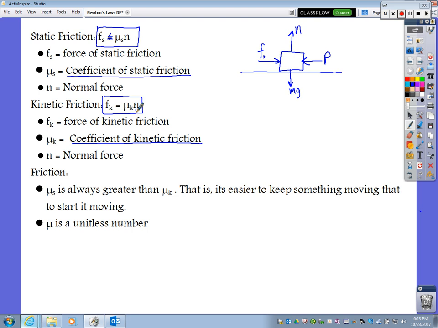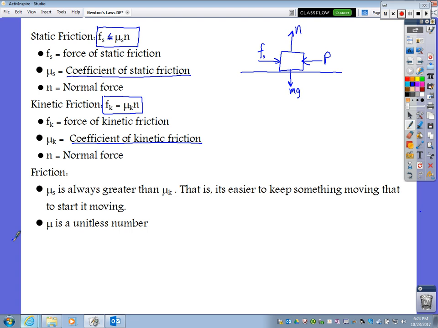The coefficient of static friction is always greater than the coefficient of kinetic friction. Maybe you've experienced this. If you're trying to move a big piece of furniture across the room, it might be really tough to get it going, but once it's going, it's easier to keep it going at a constant speed. That's because the coefficient of friction is less when the object's moving.